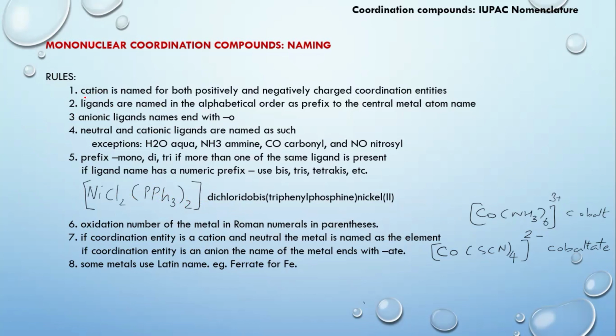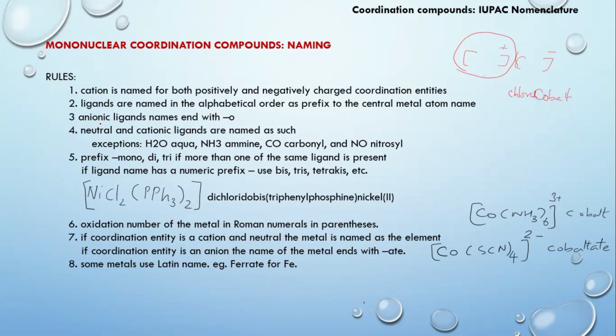So the first two rules are, if a complex has a cationic part and an anionic part, always begin with the naming of the cationic part followed by the anionic part. And ligands are named in the alphabetic order and they are prefixed before the metal name, like chlorido, nitrito, etc.